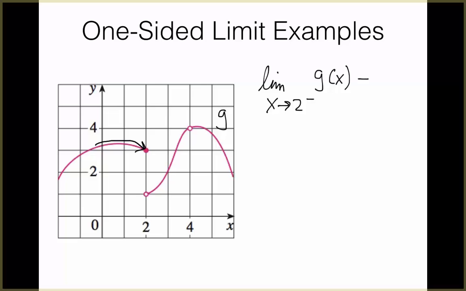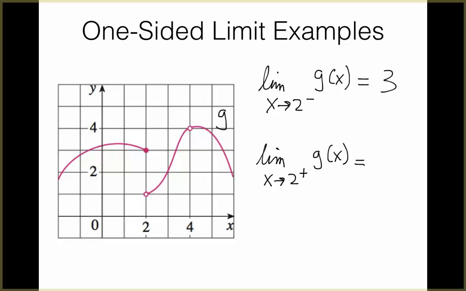So the left-hand limit as x approaches 2 is 3. To find the right-hand limit of g as x approaches 2, you would follow along the curve, but slightly to the right of 2. And we see that as x gets closer and closer to 2 from the right, the height of the graph is getting closer and closer to height 1. So the right-hand limit of g of x as x approaches 2 is plus 1.